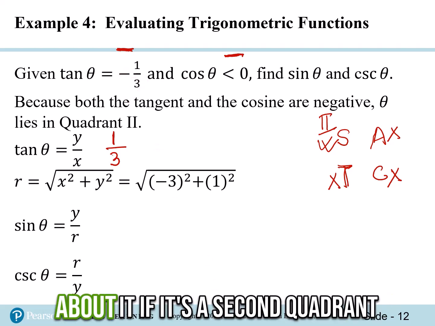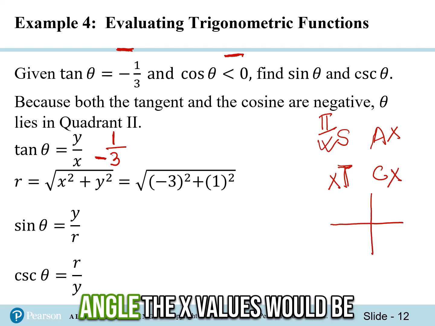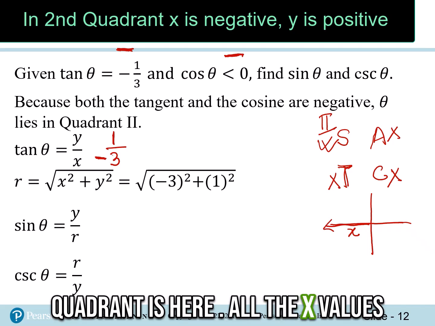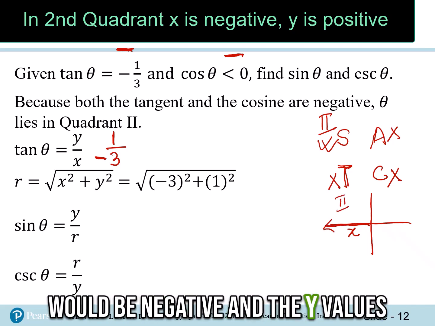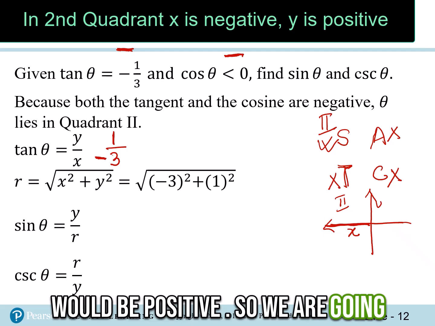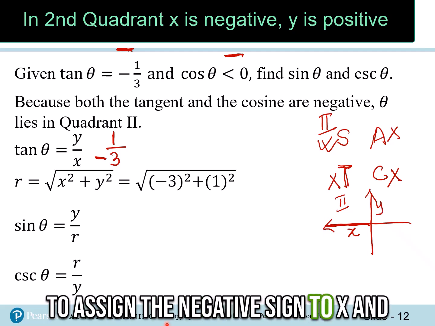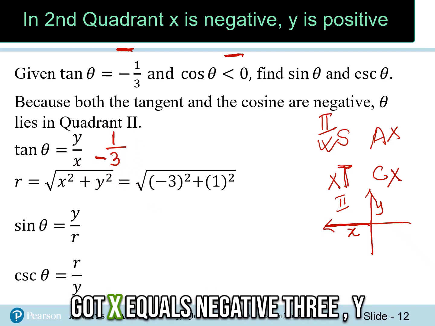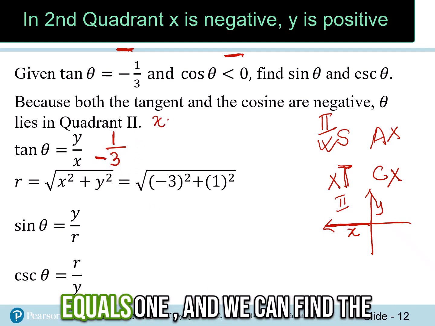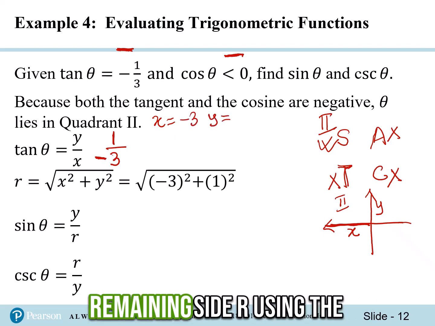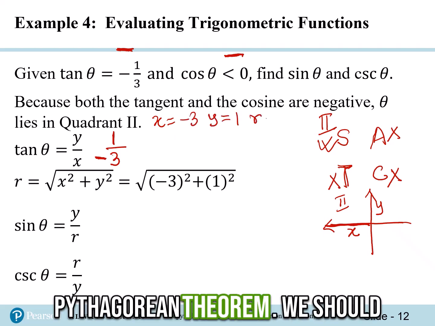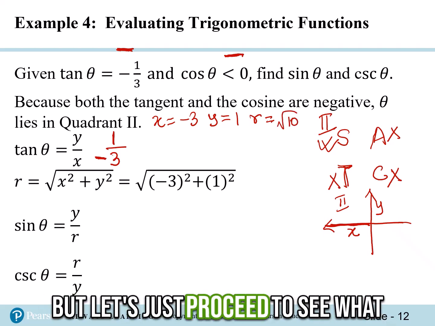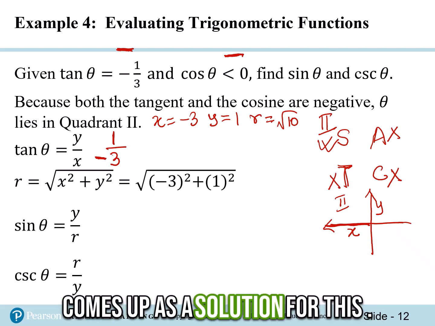x, because think about it, if it's a second quadrant angle, the x values would be negative, correct? Second quadrant is here. All the x values would be negative and the y values would be positive. So we are going to assign the negative sign to x and keep y as a positive value. Now we got x equals -3, y equals 1, and we can find the remaining side r using the Pythagorean theorem. We should get a value of square root over 10, but let's just proceed to see what comes up as a solution for this.